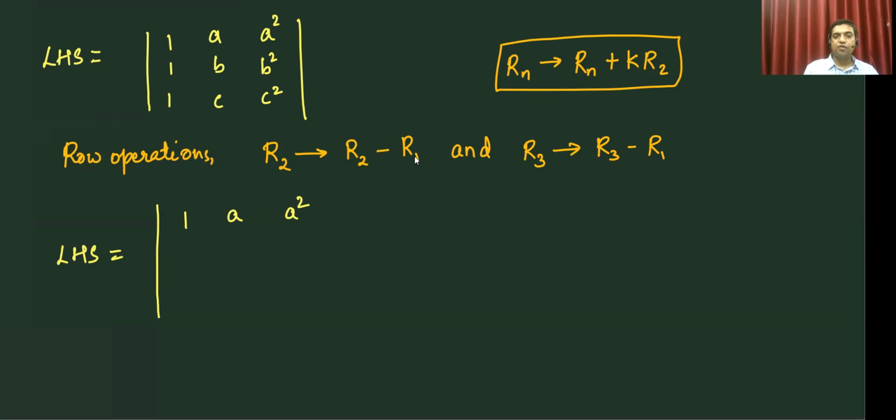So what I did, R2 minus R1. So 1 minus 1, 0. This is b minus a, and this is b square minus a square. Then this is 1 minus 1, 0, c minus a, and c square minus a square.